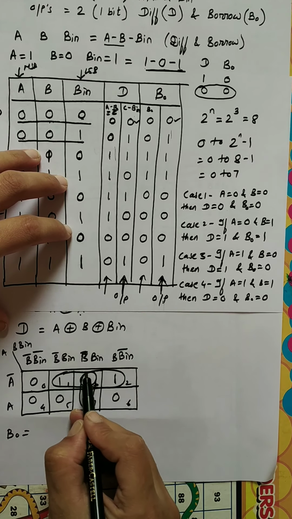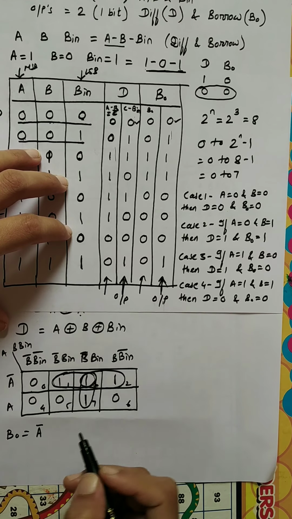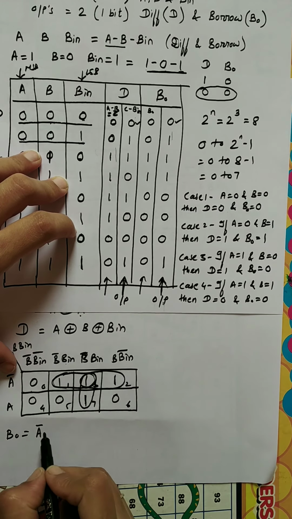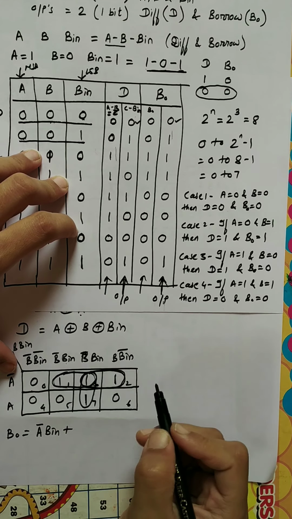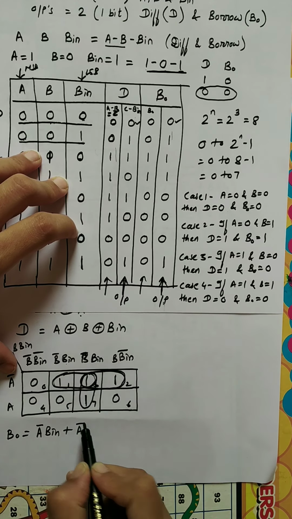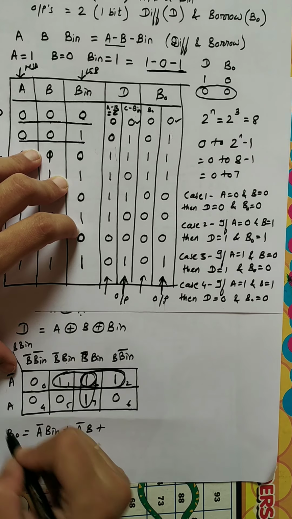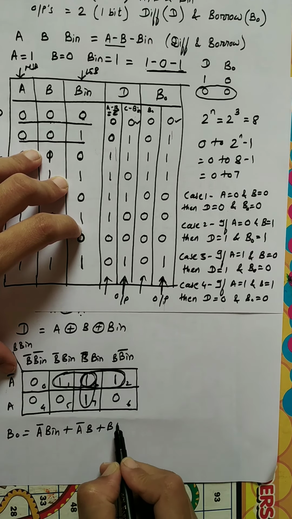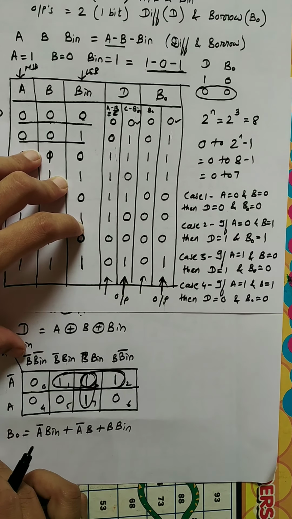Now for this first group, what will be the term? I'll get A bar, and from these 2 columns what is common? B in is common. Plus, for this group I'll get A bar, and from these two columns I'll get B as common. Plus for this, both the rows are included, so that will be cancelled and the remaining is B B in. So like that I got the equation for borrow.